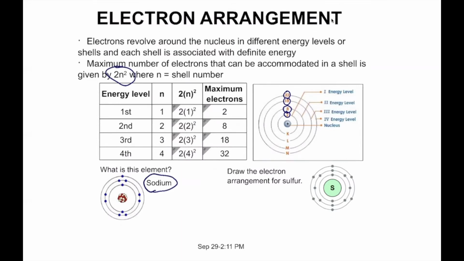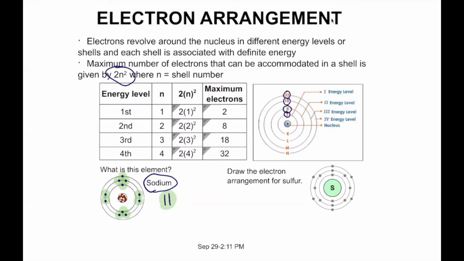If we think about sodium and draw its electron arrangement in this way, sodium, if you look on the periodic table, has atomic number of 11, which neutral element will also have 11 electrons. So in the first energy level, we have 2. In the second energy level, we have 8. And so that is a total of 10. In our third energy level, we have 1, giving us a total of 11. And so that is the electron arrangement for sodium that is neutral.